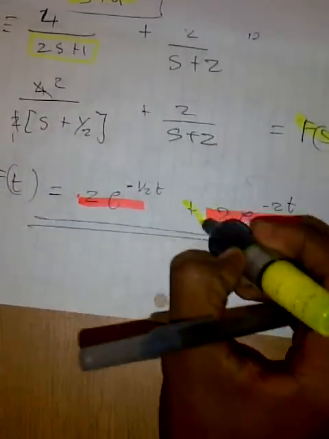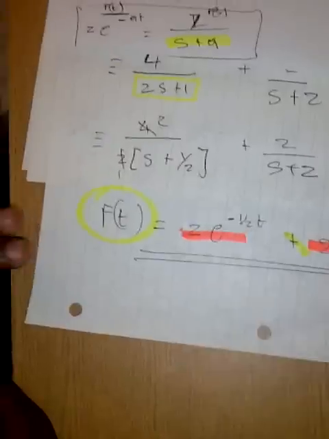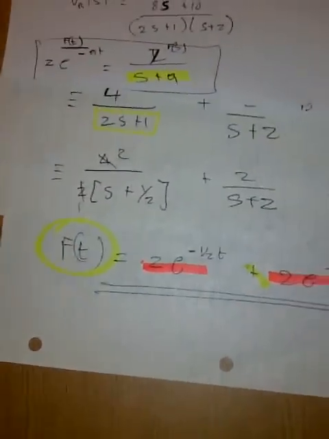Hope you understand and see that this is f of t now and not f of s as this was before. The top equation was in f of s.